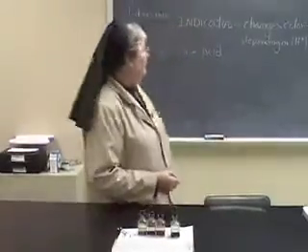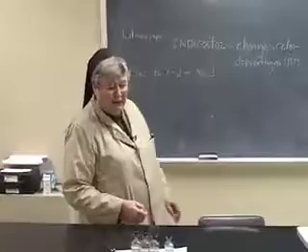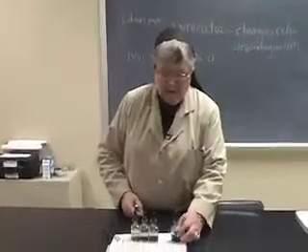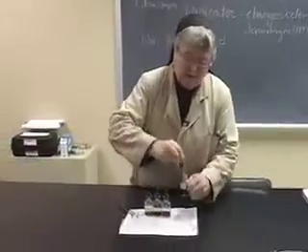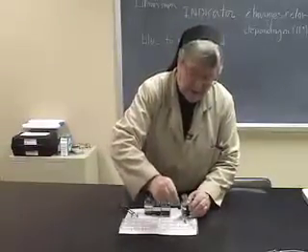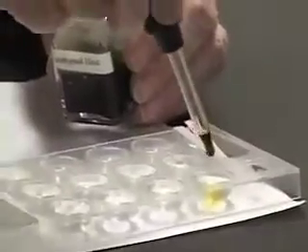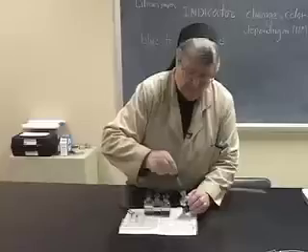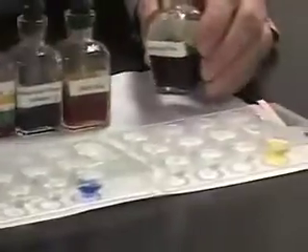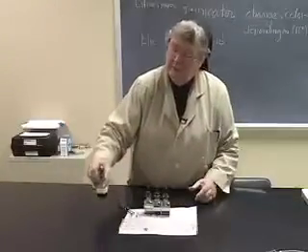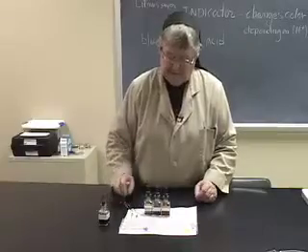We have other indicators that are kind of fun to look at, and so I thought I would just try a few of these. One of these is methylene blue. We'll just use the first well, put a drop of methylene blue there, and it's very yellow. We'll come over here to the base and put a drop of methylene blue there. It's very blue. So methylene blue is an indicator that's yellow in acid and blue in base.